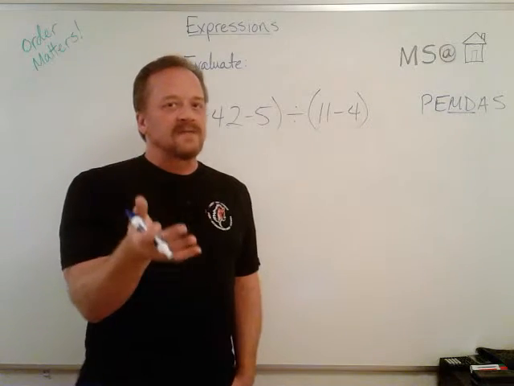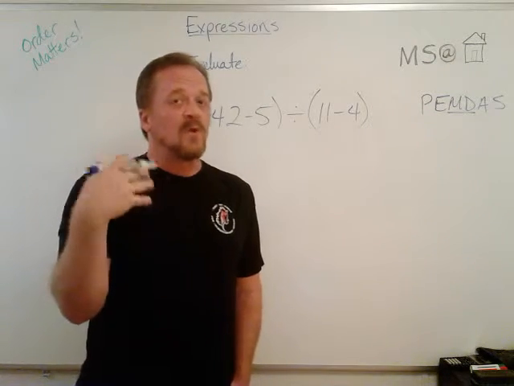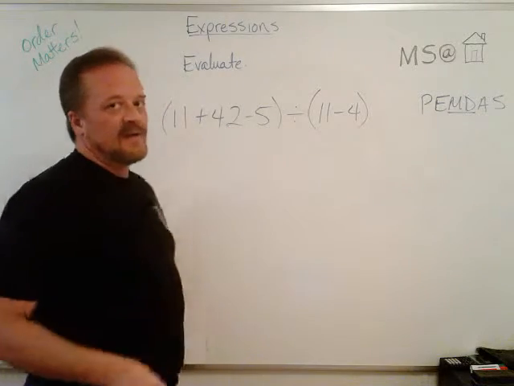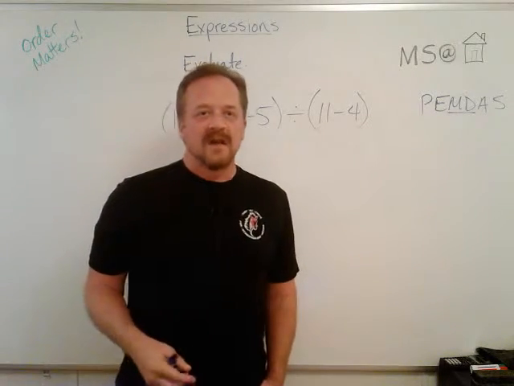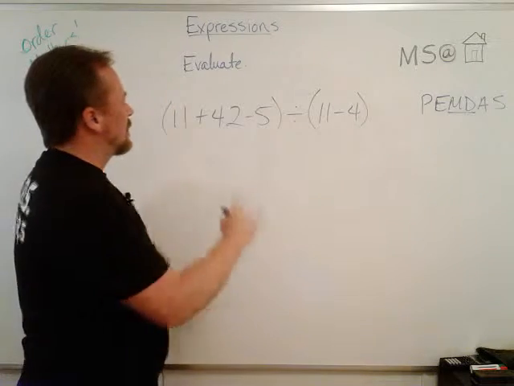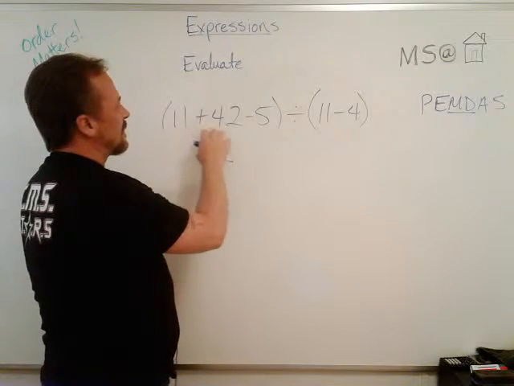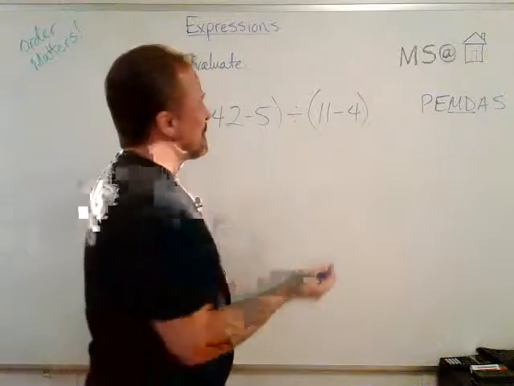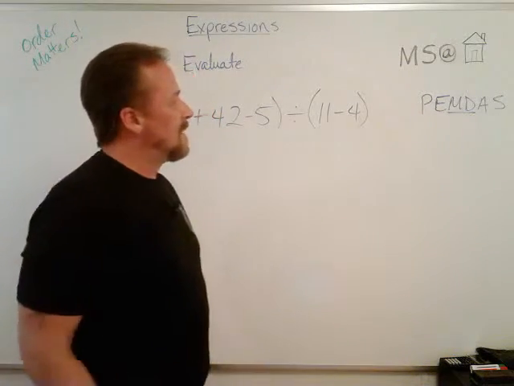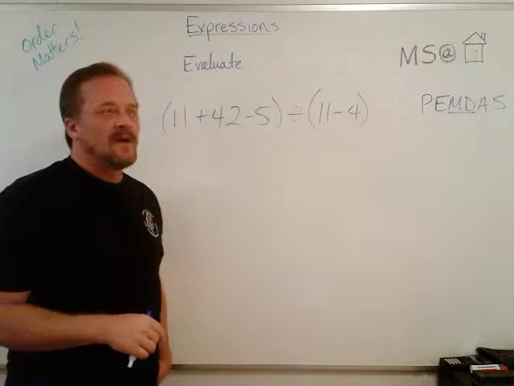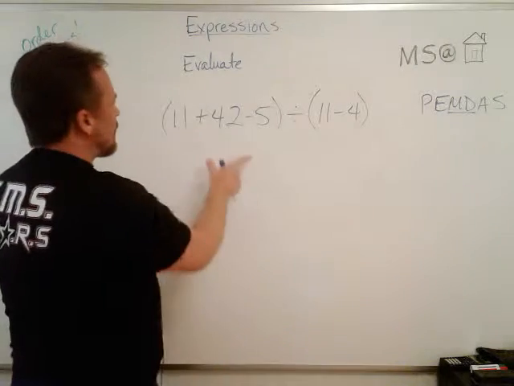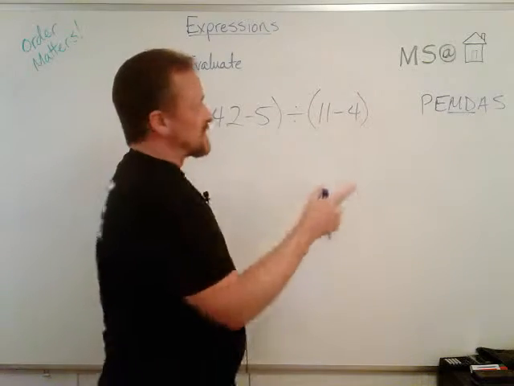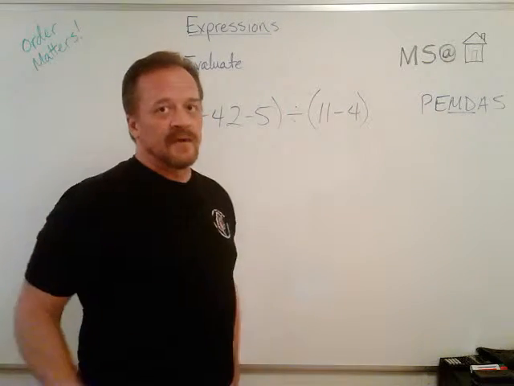There's a way to say this, and I want you to be familiar with this word, quantity, because whenever you see a whole bunch of stuff inside of parentheses like that, you're basically going to read it as, what is the quantity 11 plus 42 minus 5, divided by the quantity 11 minus 4. If you only have one operation in there, then you can read it this way: the quantity 11 plus 42 minus 5 divided by the difference of 11 minus 4.